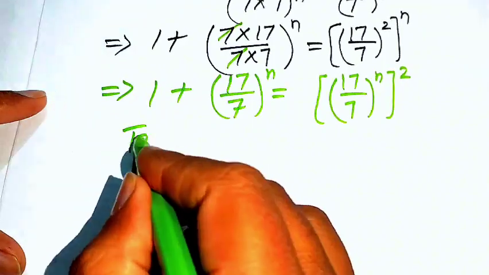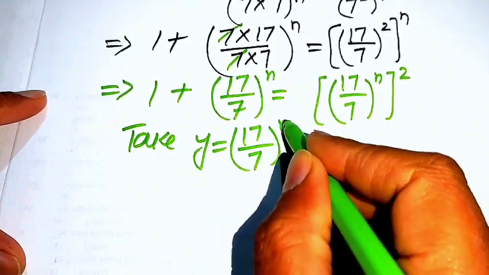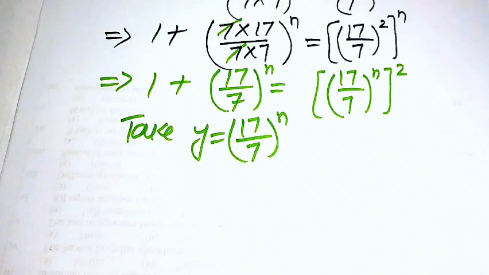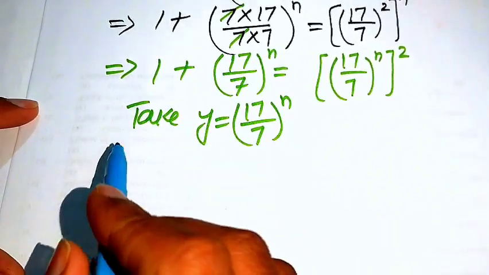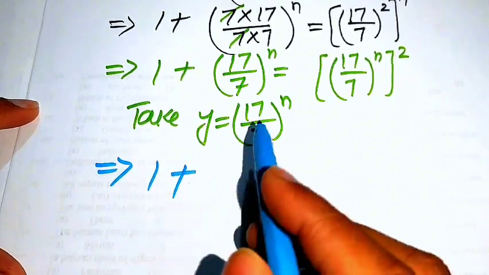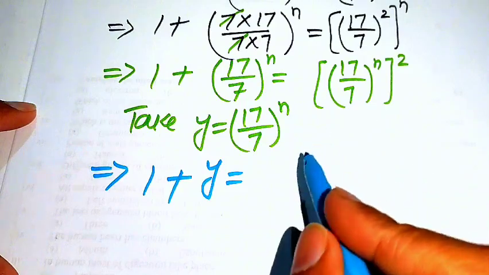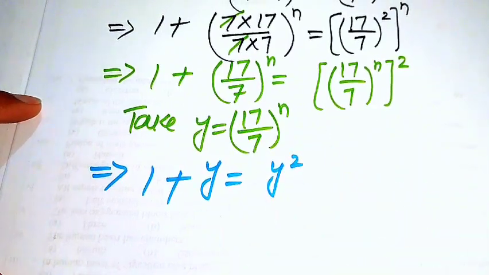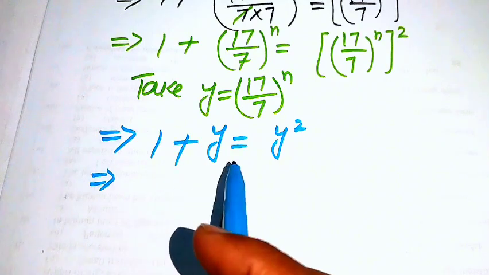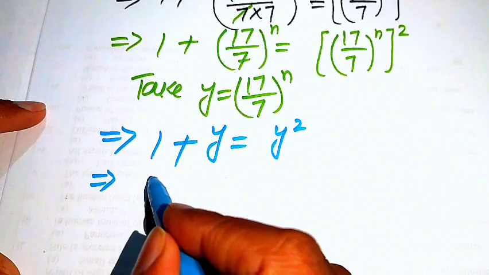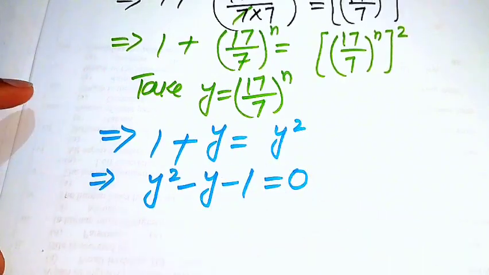So here we will take y equals 17 over 7 and its whole power n. So when you substitute y equals 17 over 7 and its whole power n, then the above equation will be written as 1 plus y equals, here you have 17 over 7 power n its whole square, it will be written as y square. So now we rearrange this equation and we move 1 and y to the right hand side and it will be written as y square minus y minus 1 equals 0.